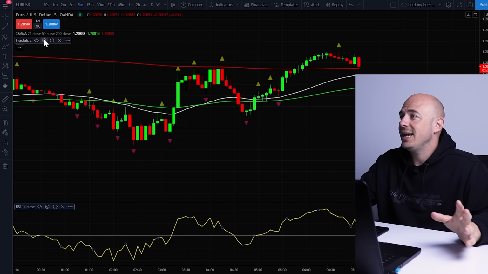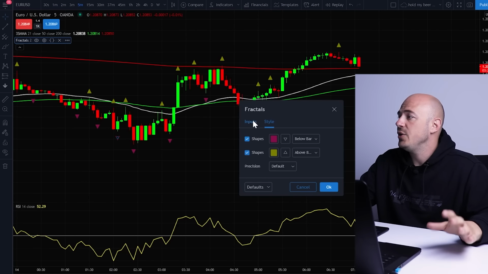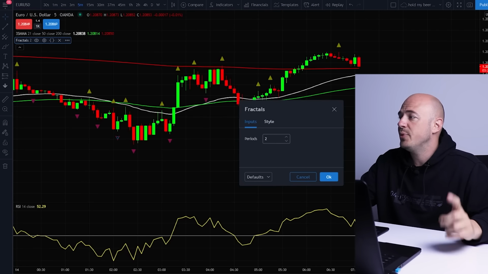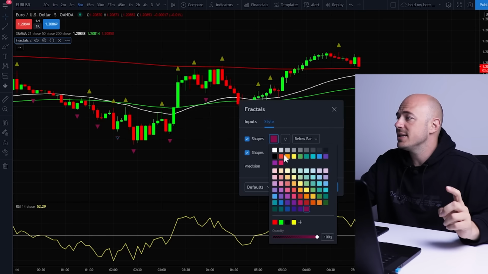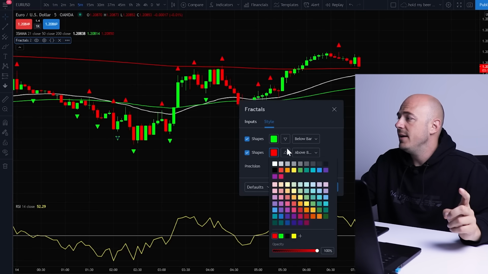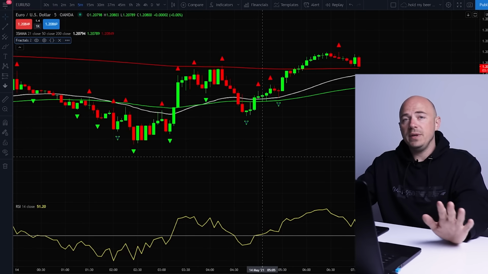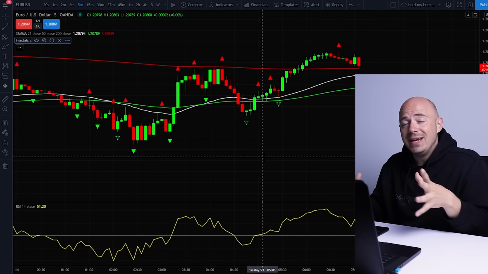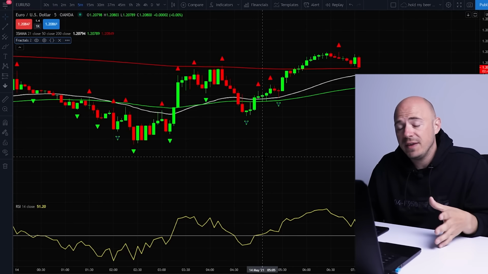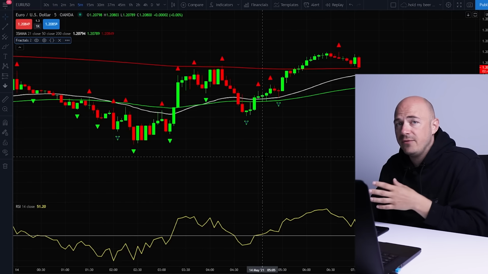Now the last indicator, you're gonna click the settings wheel and you are going to leave the periods input at 2 and change the style to green, full color, and red, full color. And that's all you need to do for your settings. Now we've got 3 indicators and that is the maximum amount that you can use on the free TradingView platform.